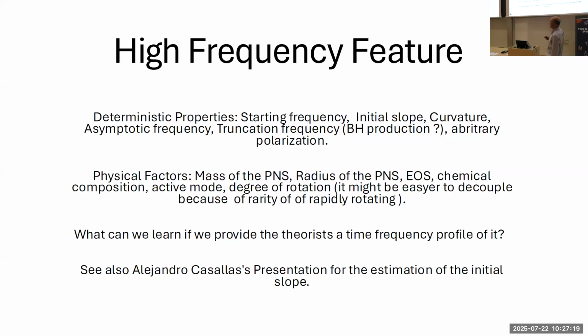And now one thing that we discussed in the last few days also was, for the asymptotic frequency, can we learn something about the mass of the proto-neutron star? What can we learn about the possible black hole production from the truncation frequency? We don't expect to have any polarization here, so the current network doesn't have limitations.